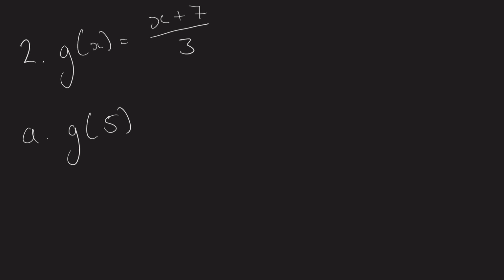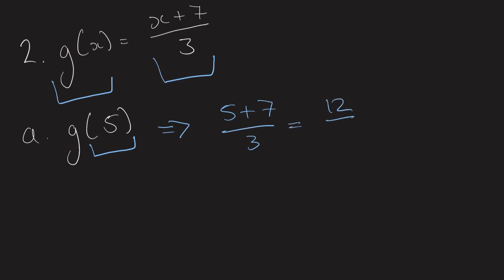So instead of f of x, it's written gx here. And also the equal thing is changed. So now it's x plus 7 divided by 3. In the first question, we've got inside the brackets, we've got 5. That means wherever we see x, we have to write 5. So let's rewrite the equation. We write 5 plus 7 divided by 3, which equals 12 divided by 3, which equals 4.